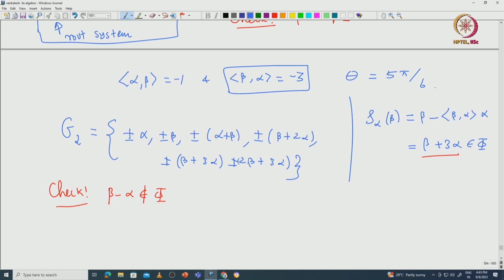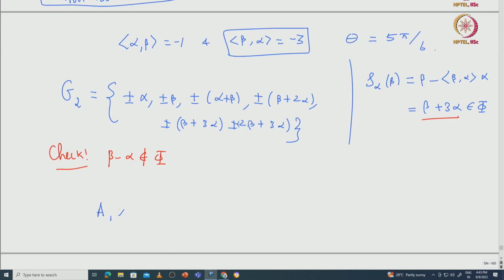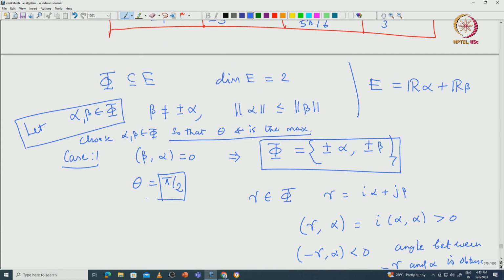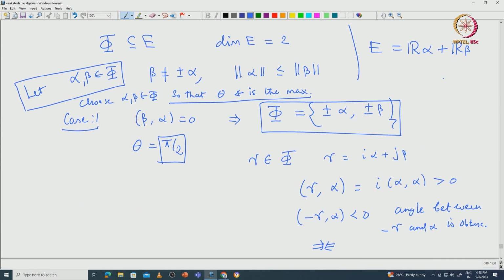And since alpha and beta make an obtuse angle, the difference between alpha and beta cannot be a root. So, this actually proves that these are all the only 2-dimensional root systems possible. What are they? The first one is alpha and beta orthogonal. That corresponds to what is called A1 cross A1, which we have drawn here, where alpha and beta are orthogonal. In this case it is just denoted by A1 cross A1.